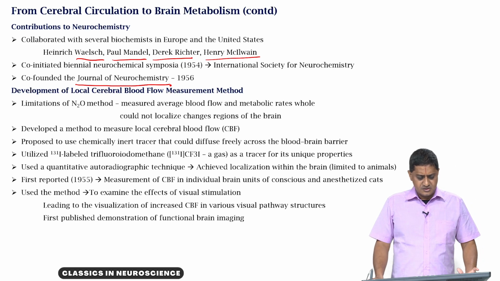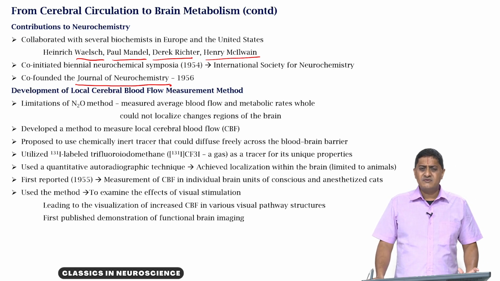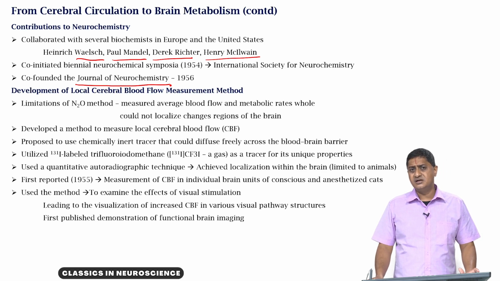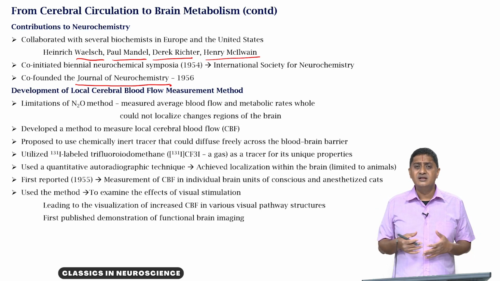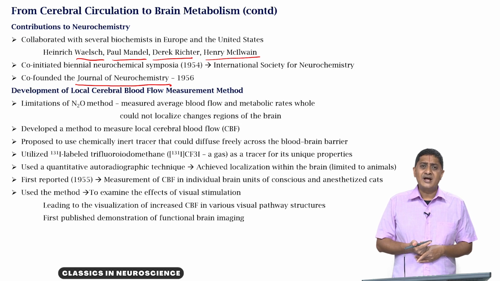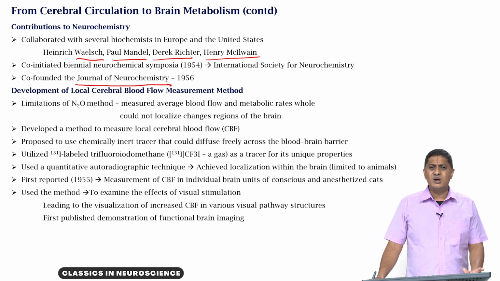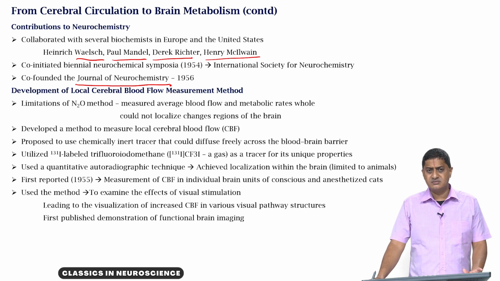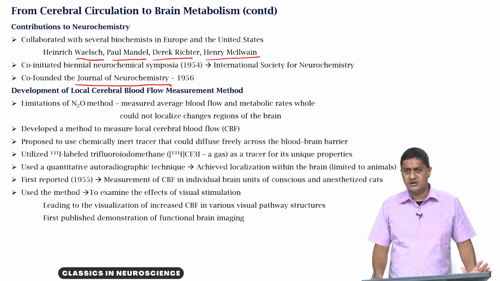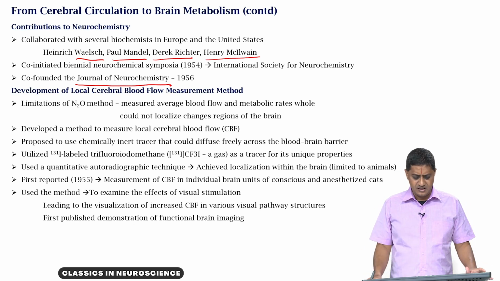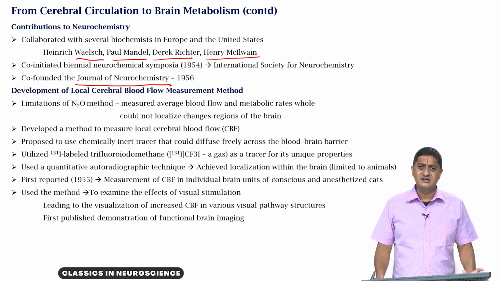Yes. But still there was a need to develop local cerebral blood flow measurements. I need to know which area of the brain is receiving more blood flow, because to me that means there is more activation happening in that region of the brain, or more neurons are active in that region. Of course, there are obvious limitations of the nitrous oxide method, because it only measures the average blood flow and metabolic rate for the whole brain and cannot help to localize brain activation levels within regions of the brain.